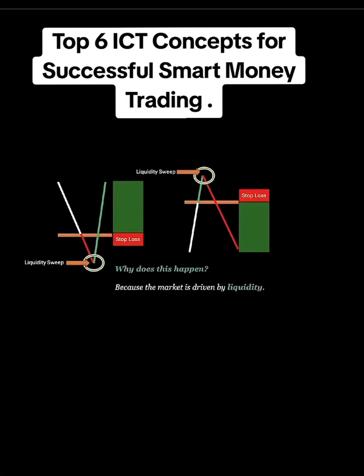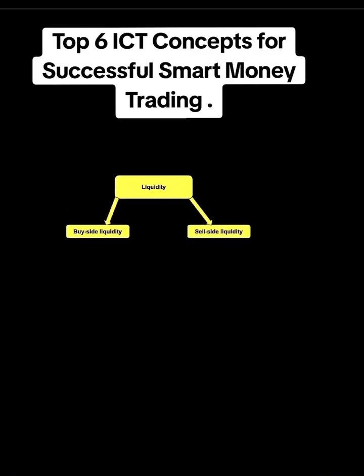Why does this happen? Because the market is driven by liquidity. Liquidity is the primary cause of price movement. There are two main types of liquidity: buy-side liquidity and sell-side liquidity.